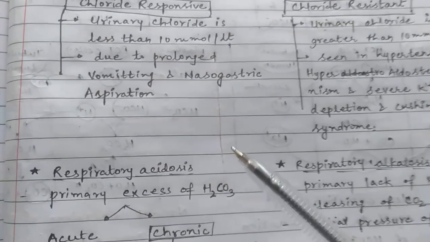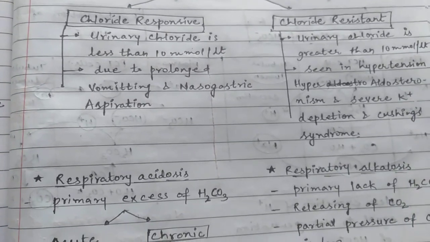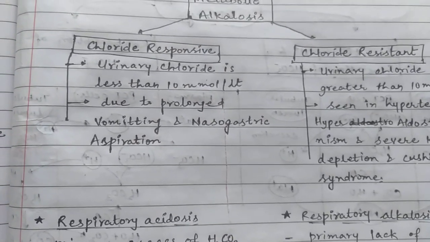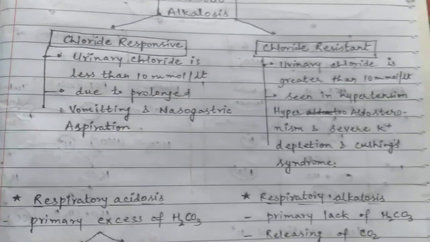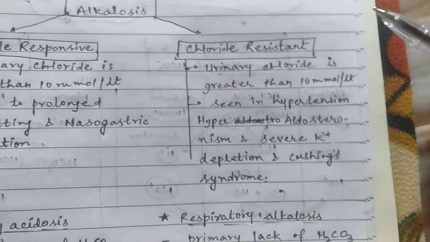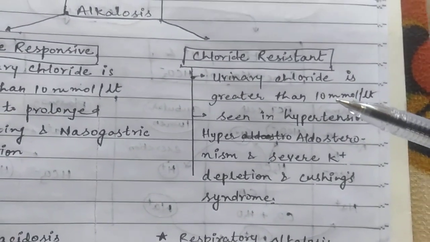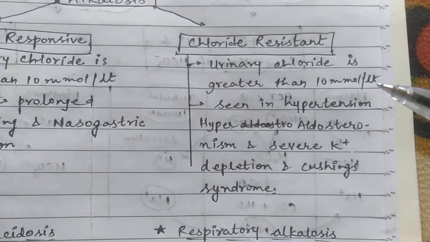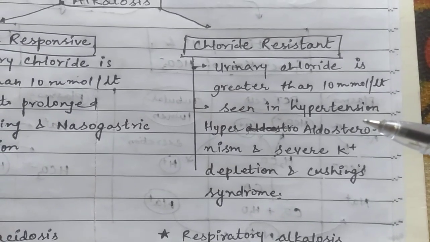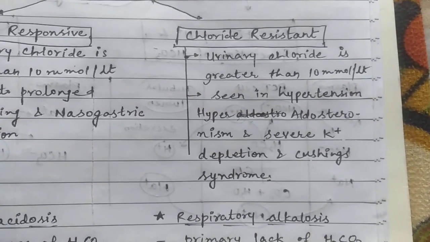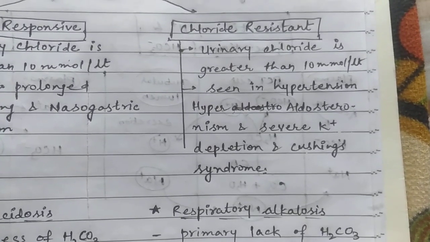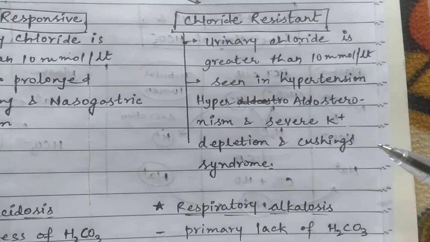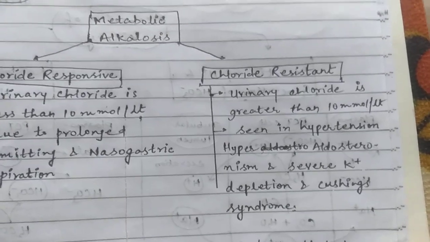And apart from that, it occurs due to nasogastric aspiration, when the gastric juice is released from the stomach to the intestine. In this condition also chloride responsive metabolic alkalosis occurs. The second one is the chloride resistant. This takes place when urinary chloride is more than 10 millimole per liter, and in this condition we can see it during hypertension and hyperaldosteronism. And apart from that, you can see this one in the severe loss of potassium and Cushing syndrome. This is the part of the metabolic alkalosis and metabolic acidosis.